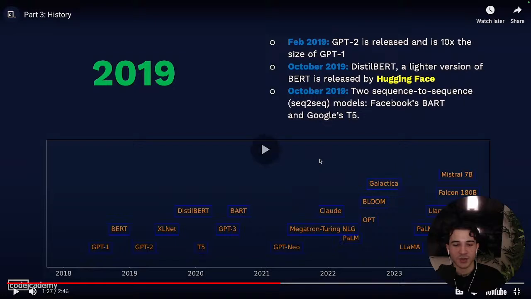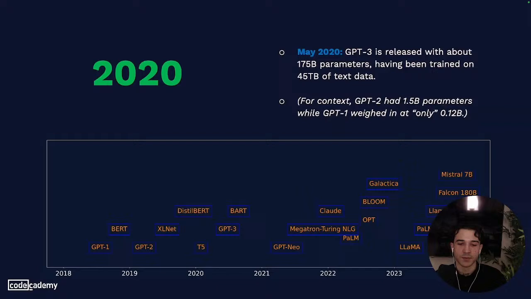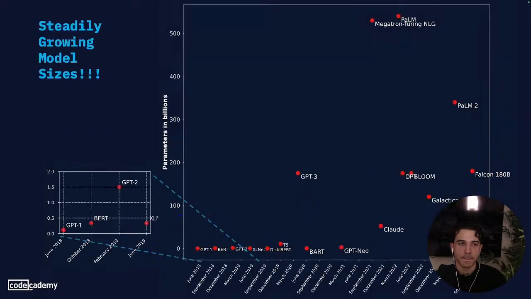Anyway, let's continue. From then on, the model sizes were steadily growing, but were still of the order of a few billions of parameters until 2020. From 2020 and on, we saw the size of these models grow exponentially. GPT-3 came out in May of 2020 with about 175 billion parameters, having been trained on 45 terabytes of text data. For context, GPT-2 had 1.5 billion parameters, while GPT-1 weighed in at only 0.2 billion.